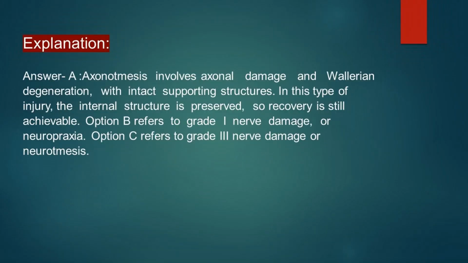So here we have the explanation. Axonotmesis involves axonal damage and Wallerian degeneration with intact supporting structures. In this type of injury, the internal structure is preserved, so recovery is still achievable. Option B describes grade 1 nerve damage or neuropraxia, and option C refers to grade 3 nerve damage or neurotmesis. So let's jump to the next scenario.